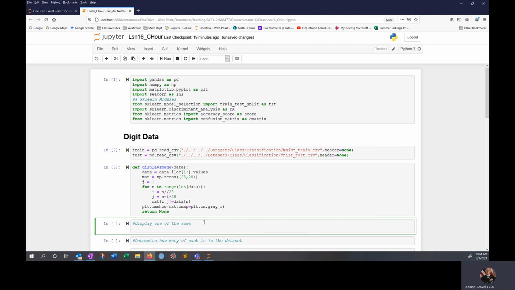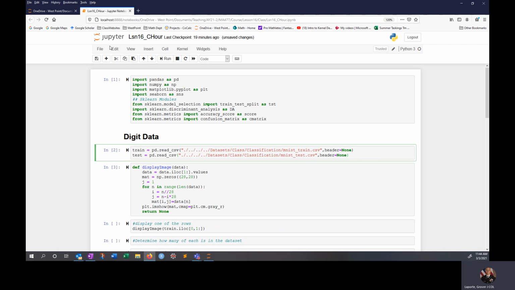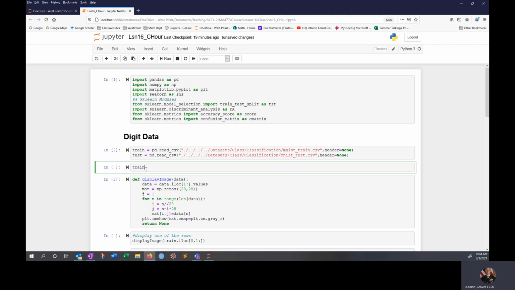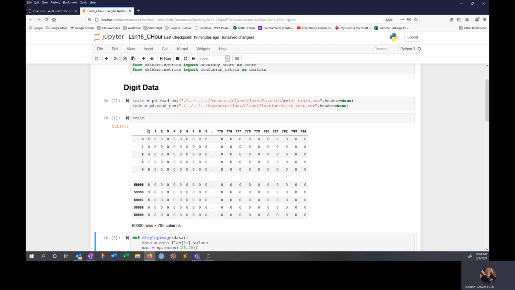But what I'm going to do is use this thing that I created in order to display it. So we'll do display image, and then we'll put in train.iloc, and then I want row 0, and then 1, so all the columns. Matter of fact, let me add another row here, and I'm going to show you what this thing looks like. This data represents a 28 by 28 image, and it should look like a 5.